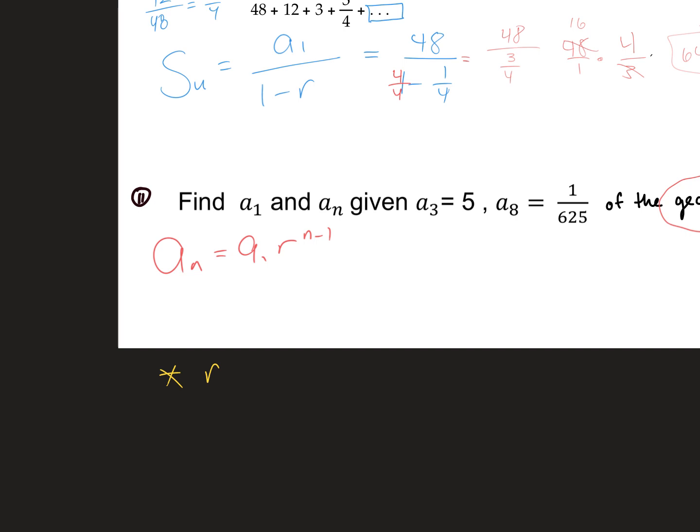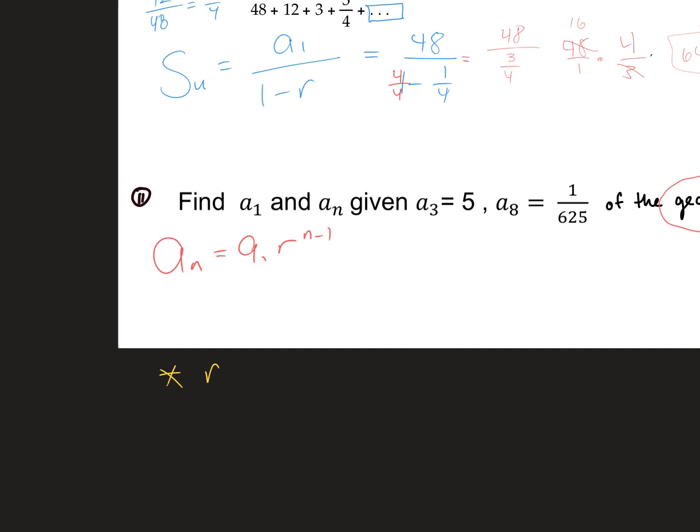Which term is closer to 0 or to 1? 3, right? The third term. So I'm going to say the third term is 5 equals, I don't know what the first term is. Actually, no. Let's do it this way. That's a way we can do it, but I'm going to do it a different way. Hang on.